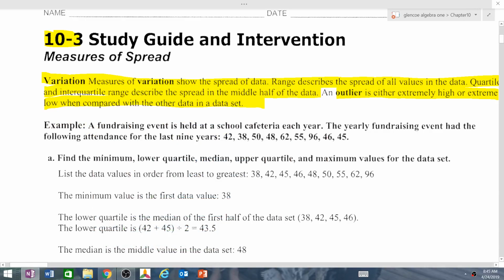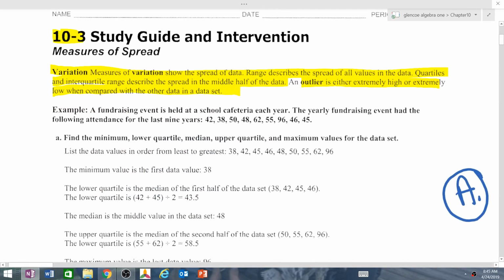Okay, good morning, and this is lesson 10.3. This is called measures of spread. So we're going to give you a lot of definitions. We're going to discuss a lot of terminology today. This is most likely a two-part lesson, so we are starting it today, 10.3. We're going to get through a lot of the groundwork.